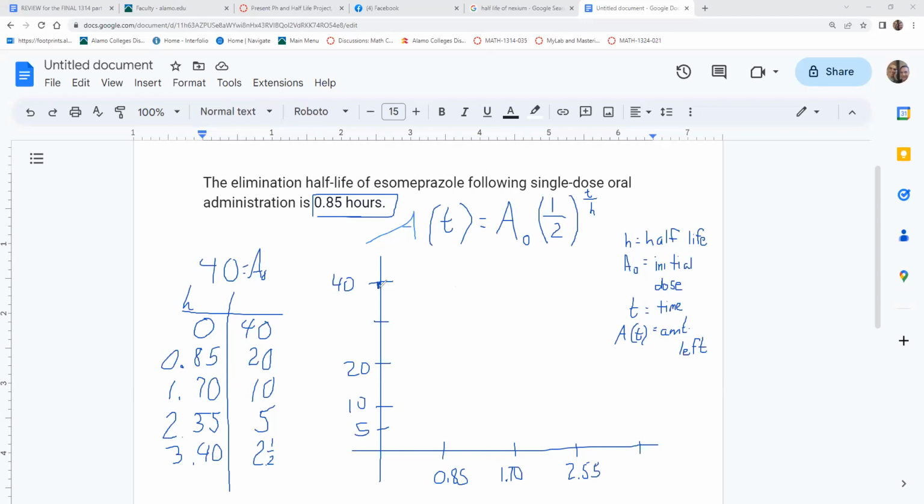So the graph would always start at the y-intercept, which is the origin, not the origin, which is 0, 40. And then the graph will show that the concentration goes down by half every 0.85 hours. Now, people ask me, does it ever truly run out? No, it doesn't. But the amounts become minute to where you probably need another dose.